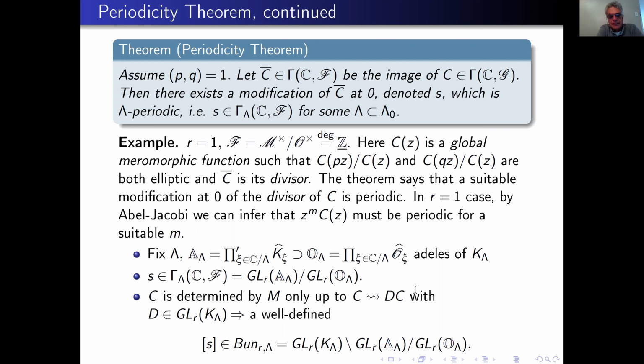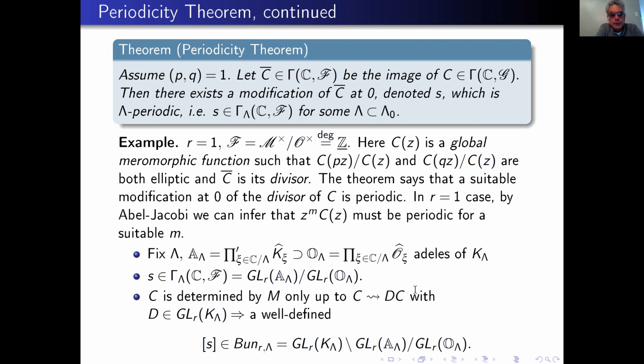rewrite in another notation what this space of lambda periodic global sections of F is, to which C bar belongs after you modify it by 0. And I call little s the modification by 0 of C bar. So I fixed a lattice lambda, and I let A_lambda be the adeles of the global field K, and O_lambda the integral adeles.